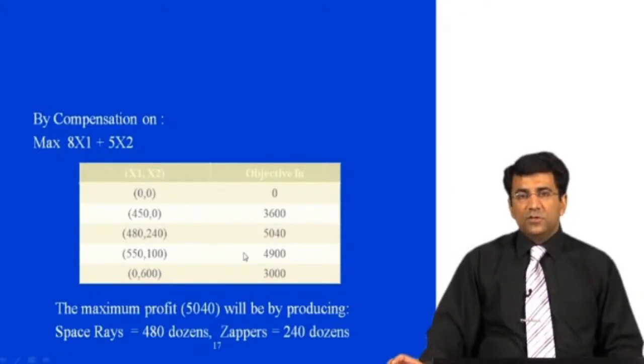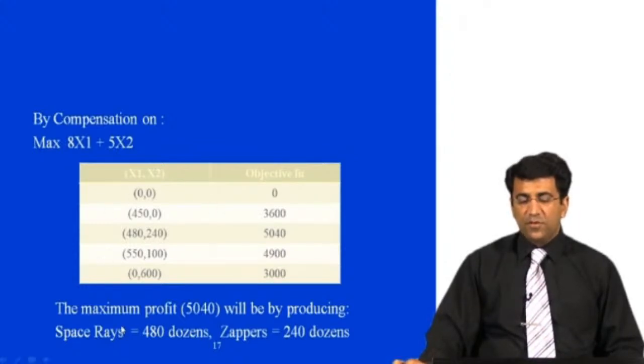So you know that by using linear programming, we can maximize our profit and optimally utilize our resources in order to achieve our primary objectives. So the profit will be maximized by producing space rays equal to 480 dozens and zappers equal to 240 dozens. There is no other alternative production level in this particular case through which we can maximize our profit. So this is the strength of the linear programming method.